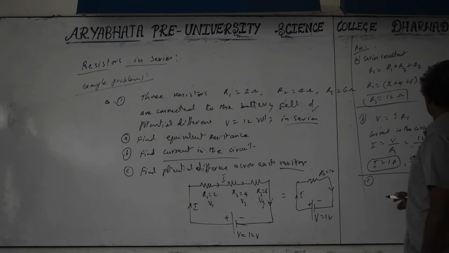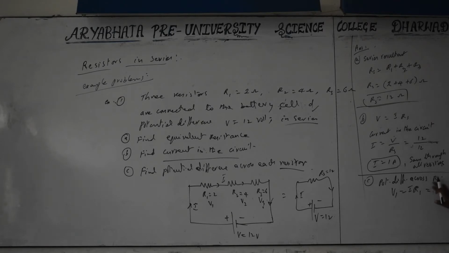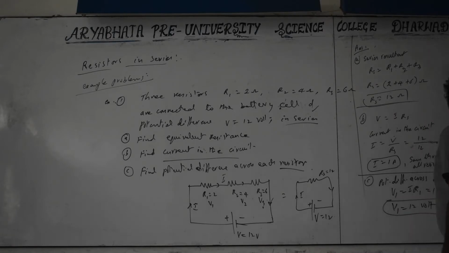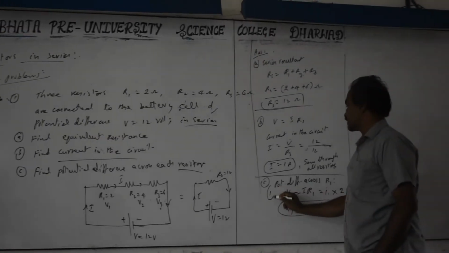So the potential difference across R1 is V1 equal to I into R1. I we got as 1 ampere, into R1 is 2 ohms. So V1 is 2 volts. Potential difference. Next is V2 I want.